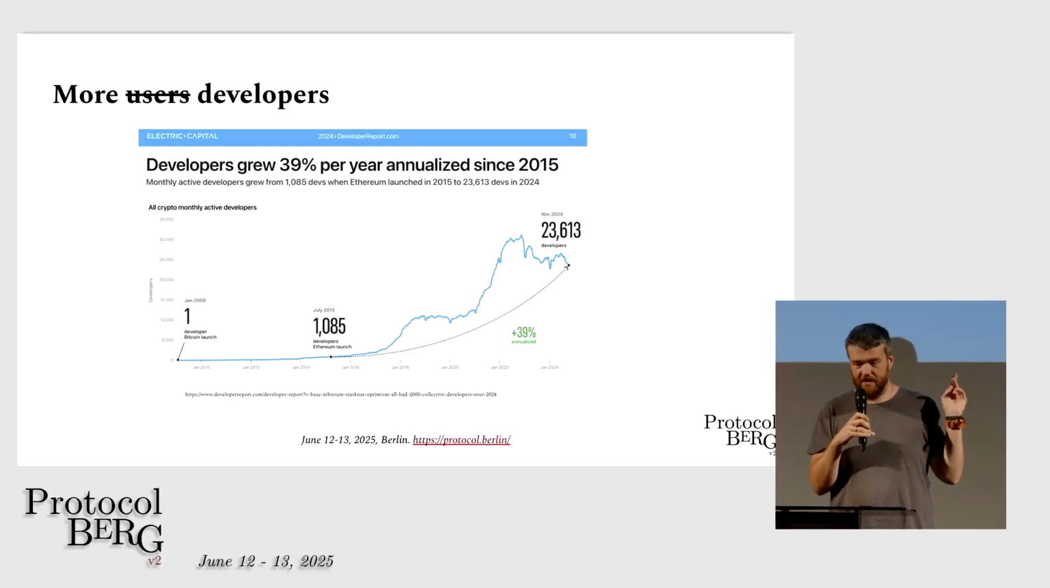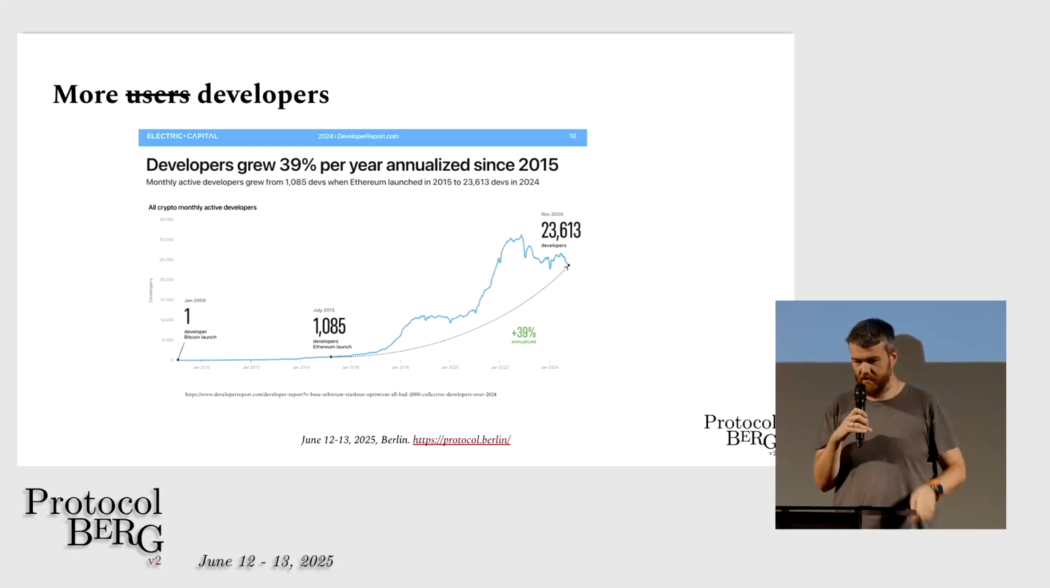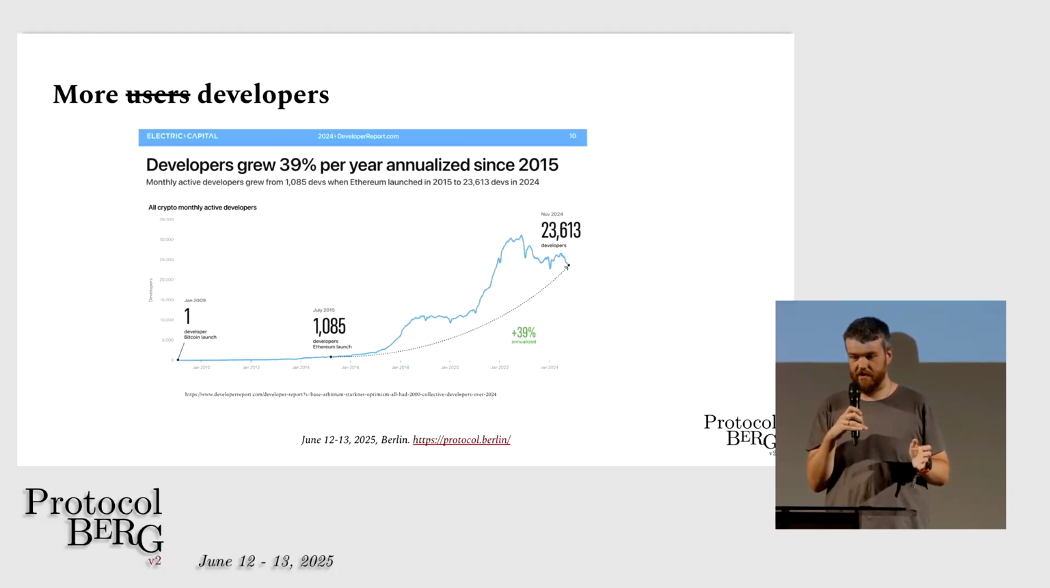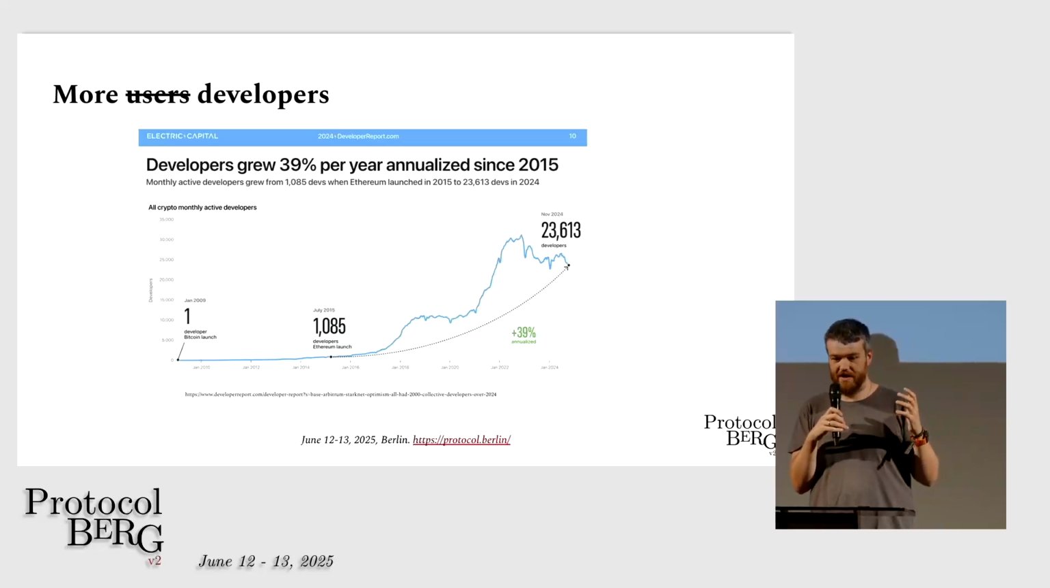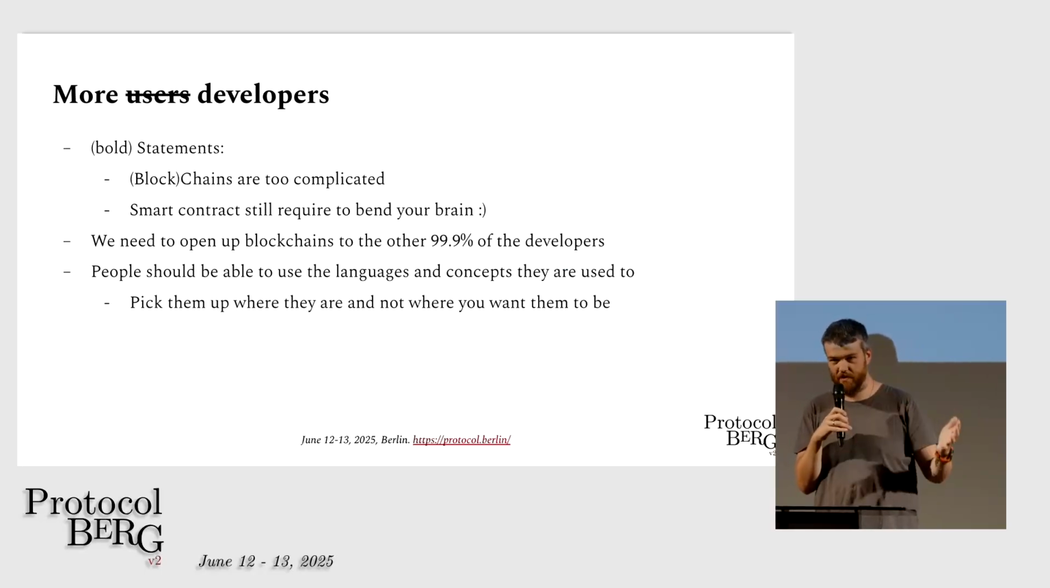So if we look at the developer report from last year, we have 24,000 developers in the crypto industry. That's 0.01% of all the developers existing worldwide. That's a really small margin of how many people exist in the crypto industry versus how many developers are out there. It would be nice if we could capture more people, because the more people we have, the more things they can build.